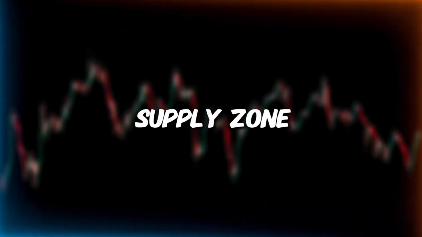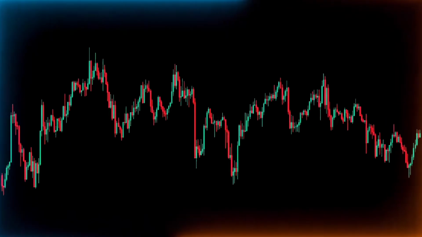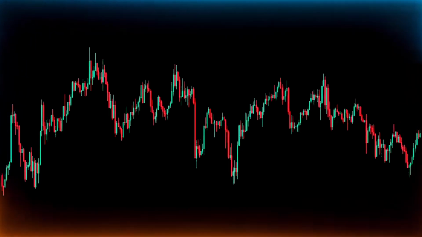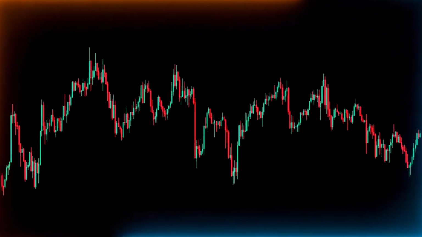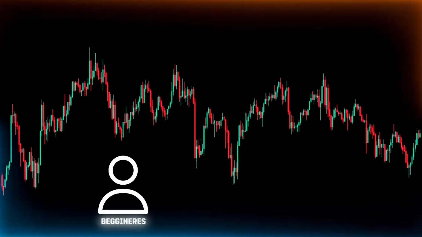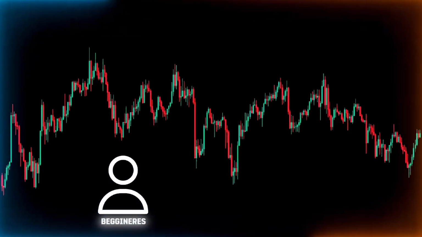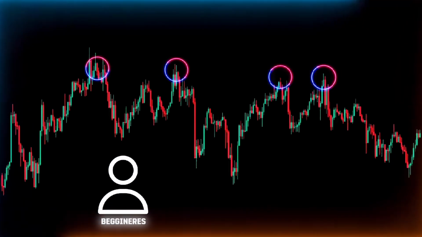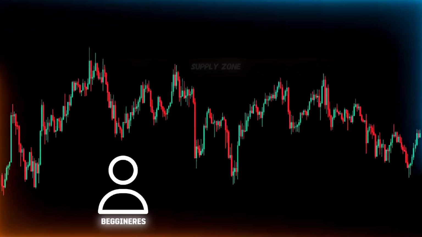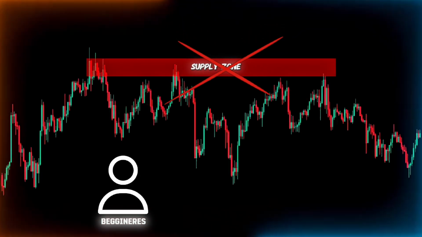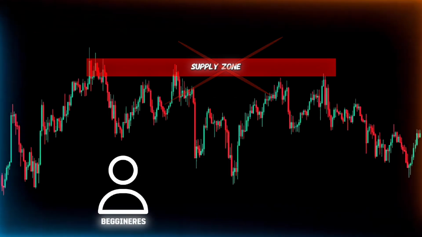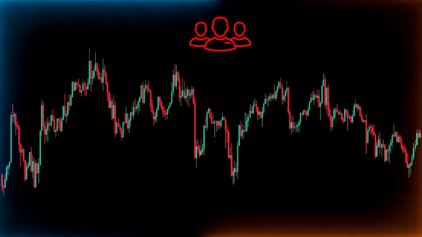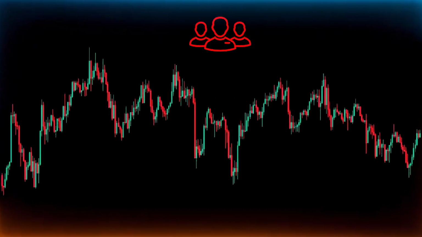All right, let's start with the supply zone. Before you ever mark a zone on the chart, you need to understand why that zone exists, not just where it is. Because most beginners simply draw a box wherever they see price touching a level 3 to 4 times, and then they call it a supply zone. But that's not supply. That's just guessing. Real supply is created when big money sells aggressively, and the chart shows proof of that move.